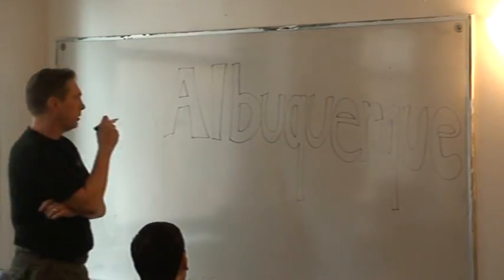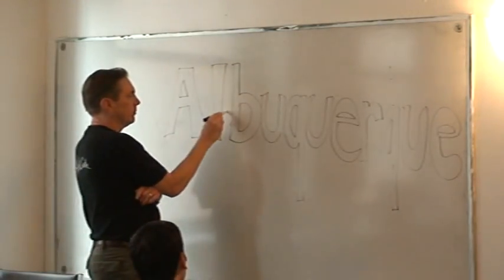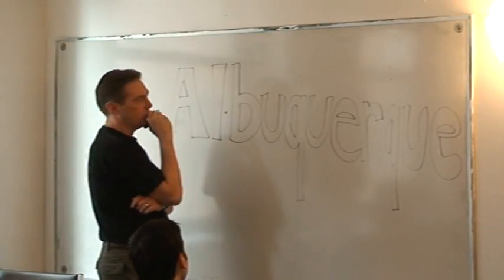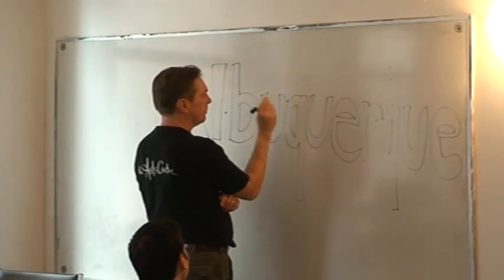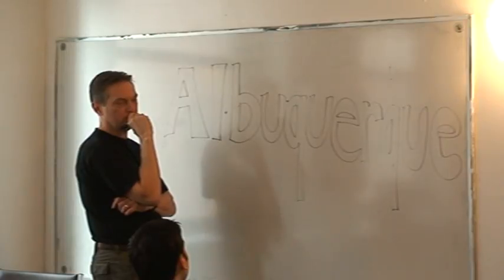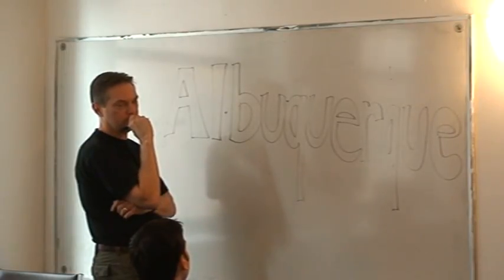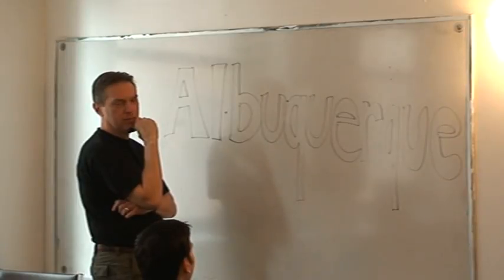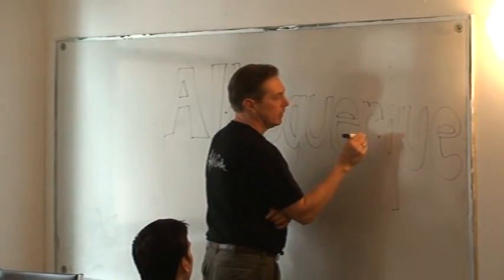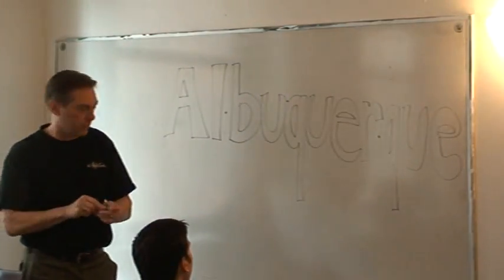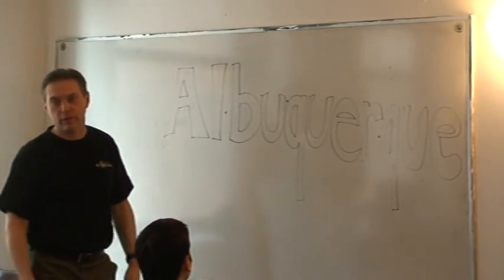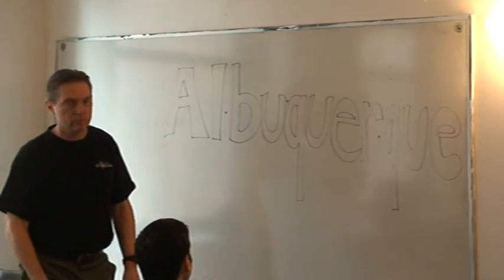Let's do AL. Okay. BU. Okay. Pick one. Doesn't matter. QUER. Okay. And then QUE. It literally doesn't matter because you can memorize it whatever way you choose. As long as it's 4 or less, then it doesn't matter. Really.